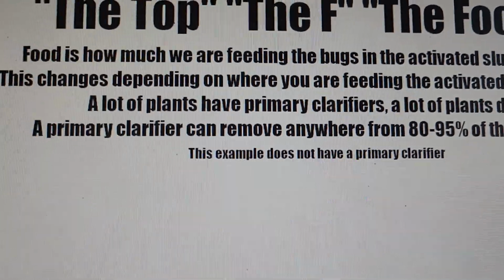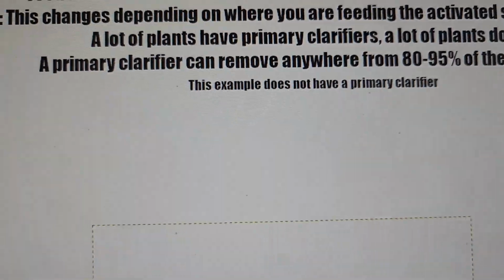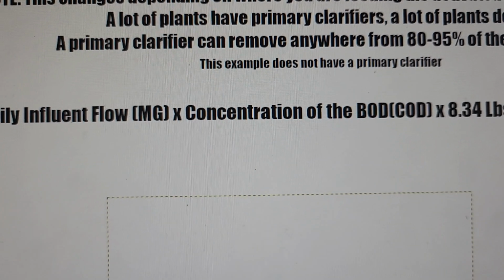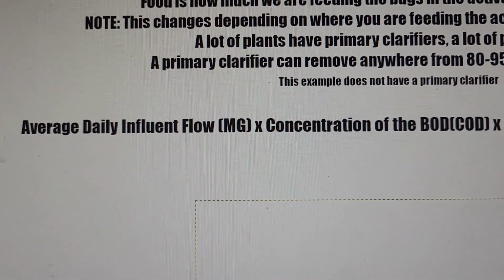This example of a problem does not have a primary clarifier. I'll go over what to do if you have a primary clarifier later. You've got your average flow.